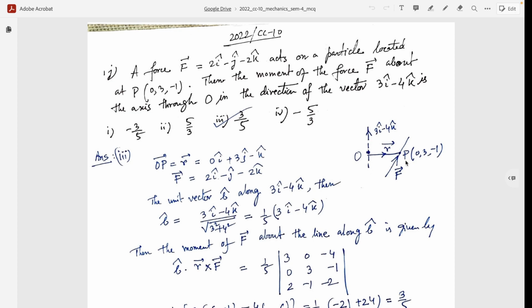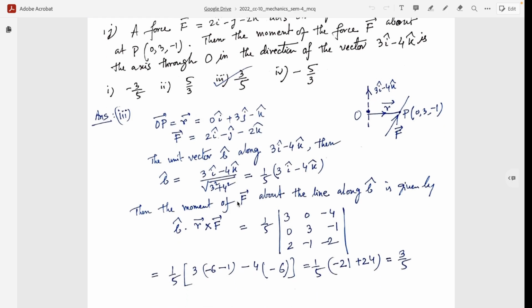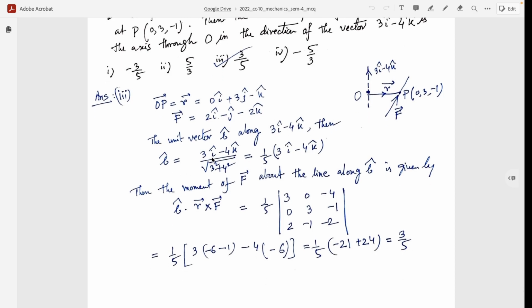Here obviously the OP vector equals 0i cap plus 3j cap minus k cap, because the coordinates of point P are (0, 3, minus 1). And the F vector is given as twice i cap minus j cap minus 2k cap. Now the unit vector b cap along the line 3i cap minus 4k cap is b cap equals 3i cap minus 4k cap divided by root of 3 squared plus 4 squared, that is equal to 1 by 5 into 3i cap minus 4k cap.